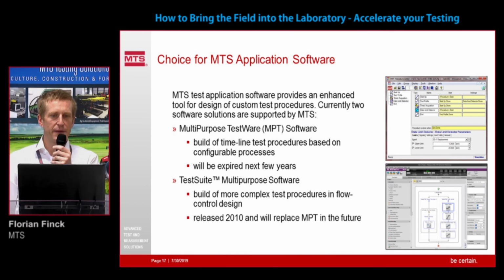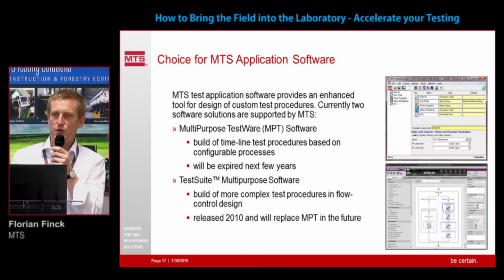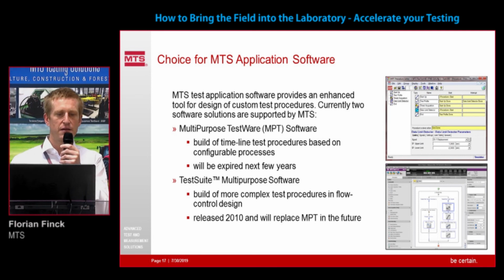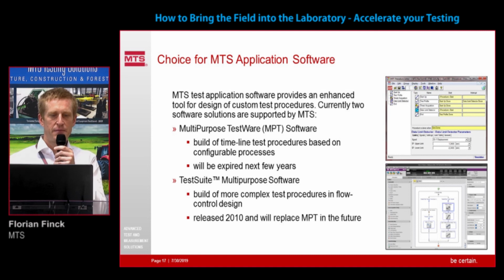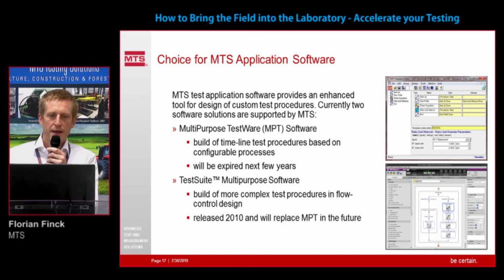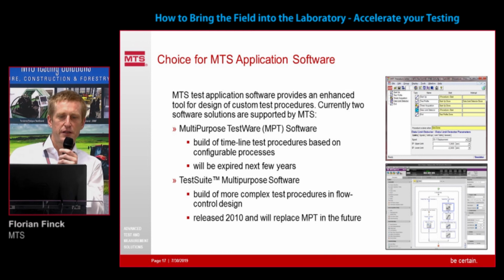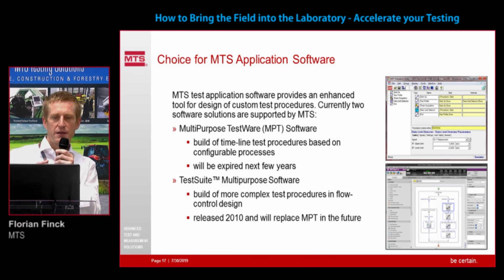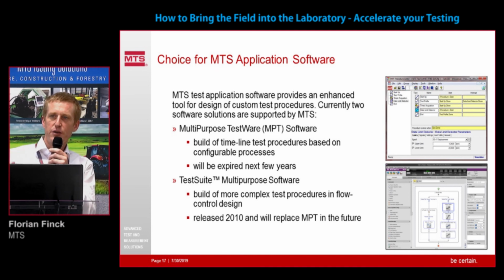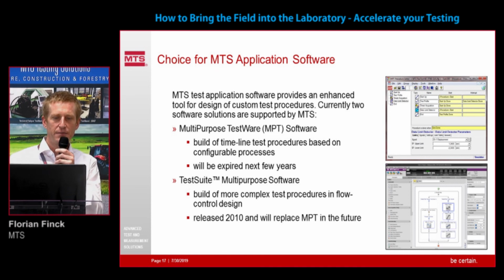We have different application software that you can use to run tests like these. Let's say the older version is the MPT software that we talked about, the multi-purpose testware. This software is using a test line, a timeline and test procedure, so it's a sequence of things that you do after each other. It's very configurable, and it's based on the 793 FlexTest software.